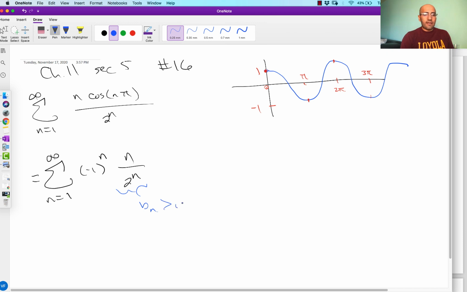b sub n is positive. And now all I have to do is show that it satisfies the two conditions for the alternating series test. Number one, I want to show that b sub n plus 1 is less than or equal to b sub n, that it's decreasing. Okay, so to show that this thing is decreasing, we can take a derivative and show that the derivative is negative.